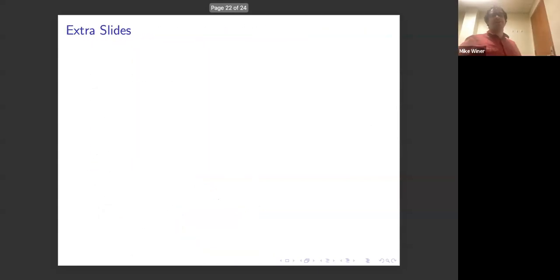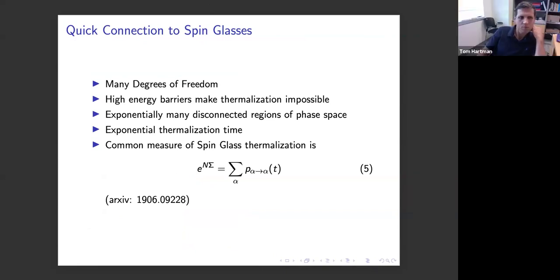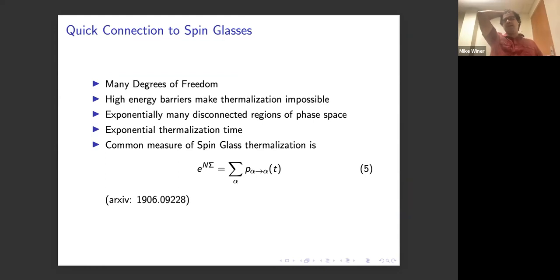Okay, yeah. So other stuff I wanted to talk about, which was exciting me recently, is the connection to spin glasses. We have not quite finished writing this paper, but I'm excited anyway, so I'm going to tell you about it. For those of you who don't remember, a spin glass is a system with many degrees of freedom and with chaos, but which doesn't thermalize. And the reason it doesn't thermalize is because there are high energy barriers between various low energy states.